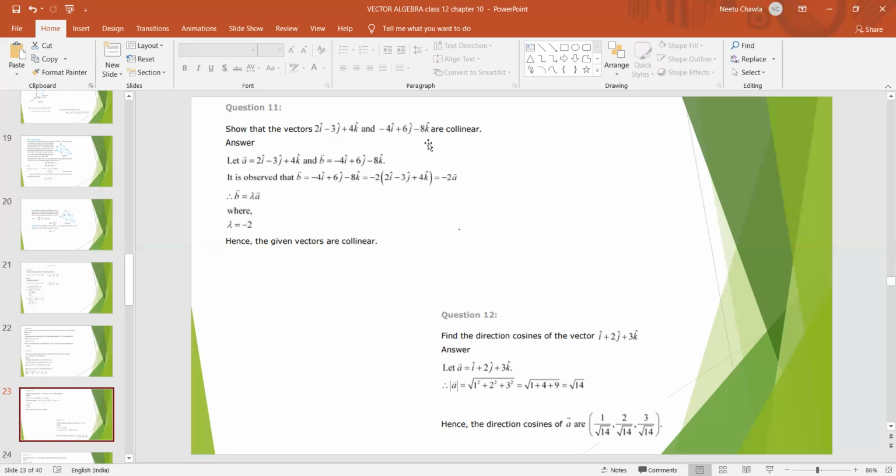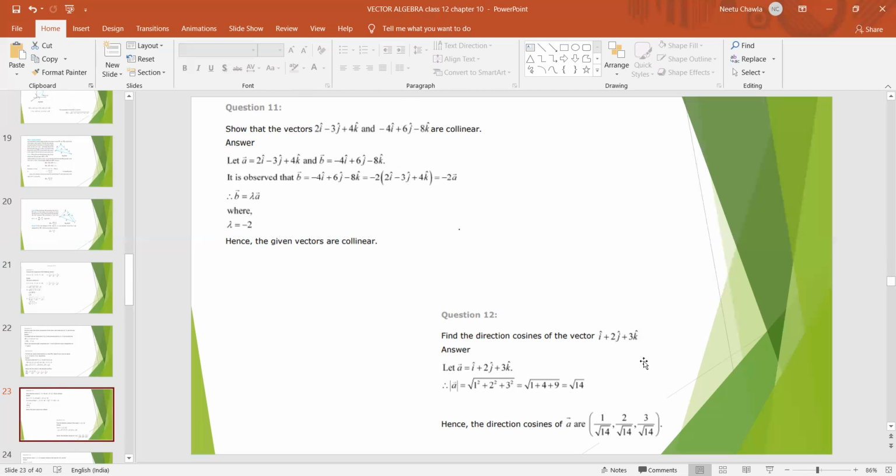So let's see if we can take something common and get the same vector. If I take a minus 2 common from here, I'm getting 2i minus 3j plus 4k. If I give this as a vector and this as b vector, I can write here b vector is equal to minus 2 times a vector. So we can easily say that since b vector can be written as a scalar multiple of a vector, the two given vectors are collinear. This is your question number 12 of the 10.2 exercise.